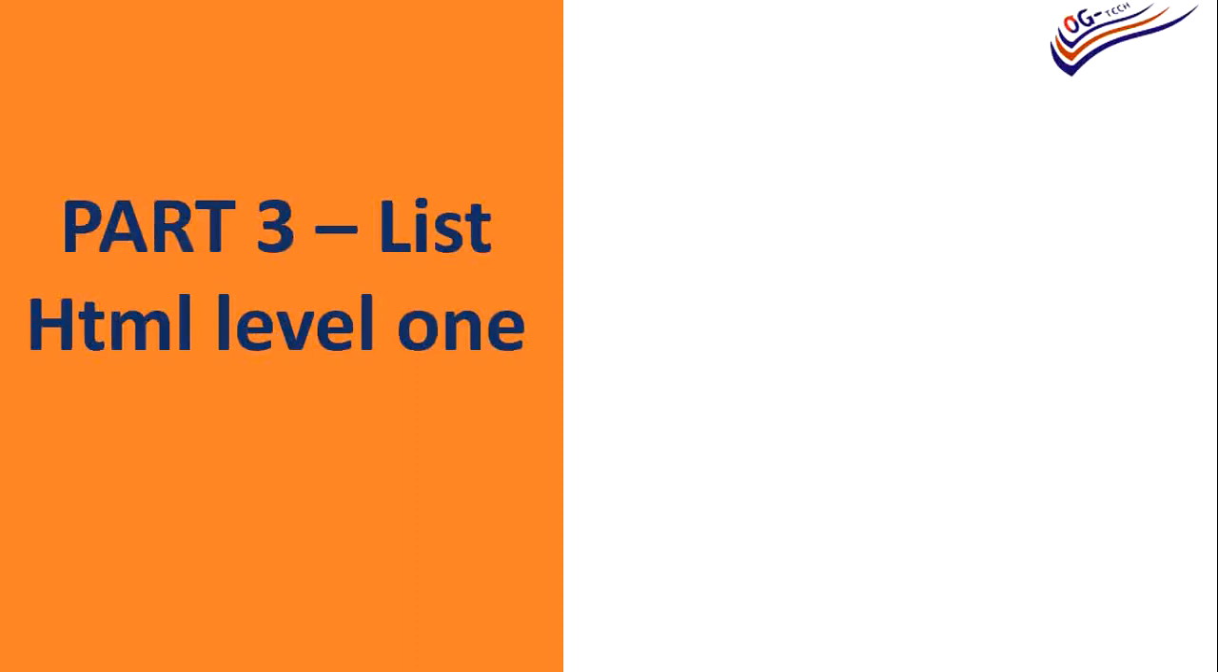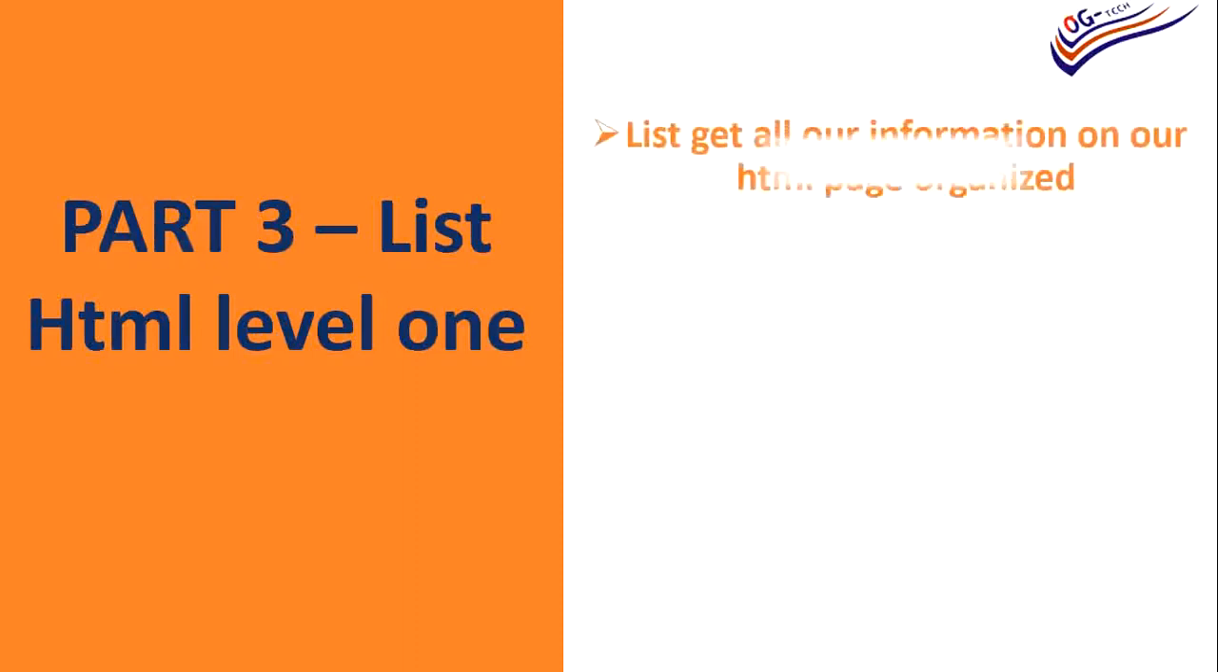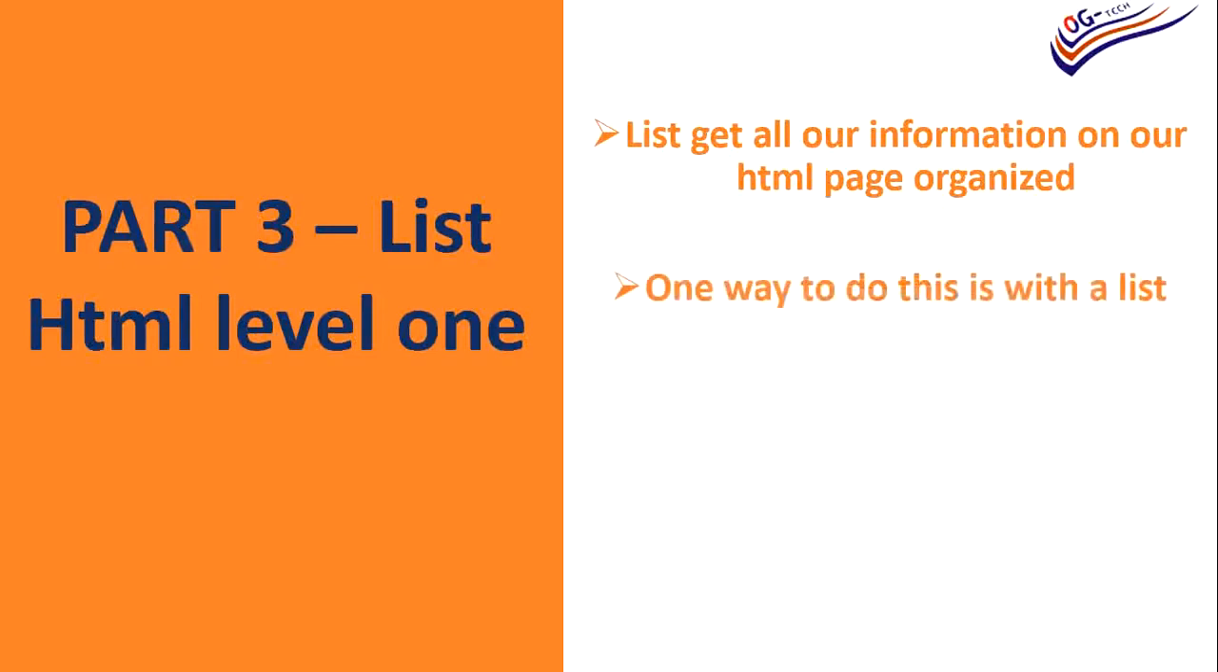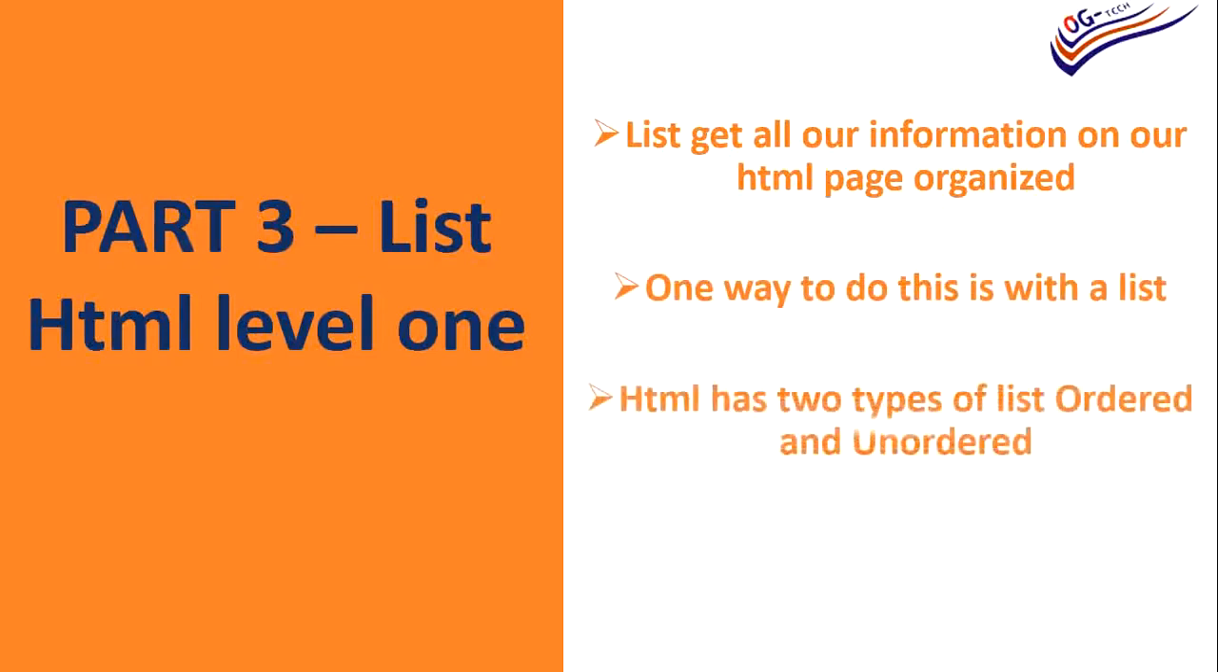In today's lecture, we're talking about lists. Lists get all our information on our HTML page organized. If you want to organize your work, make your work numbered or add bullets to it, make use of lists. HTML has two types of lists: the ordered list and the unordered list. The ordered list, just as the name says, orders our work by adding numbers, and so on, while the unordered list makes use of bullets.